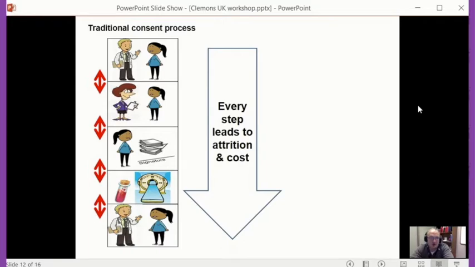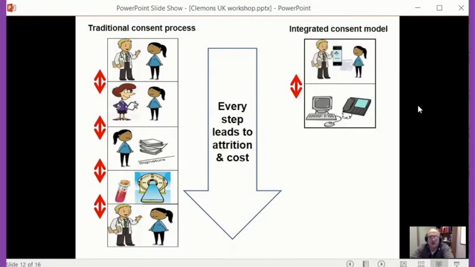So the integrated consent model is what we've been developing based on UK data. And essentially, it's me talking to the patient, a one-page consent template, oral consent, and randomization there and then in the clinic.